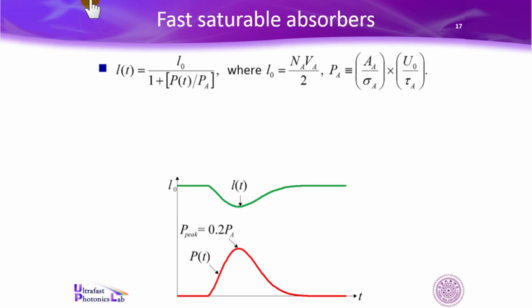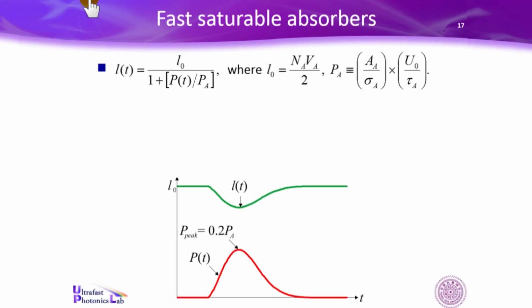Starting with the fast set of absorbers. If you still remember, this is the conclusion we had in lesson 3. The red one is the driving pulse. The green one is the dynamic loss curve. If the absorber is fast, then the loss curve can respond to the driving pulse almost immediately. Okay?